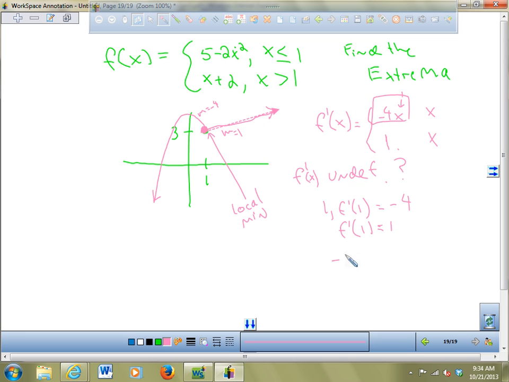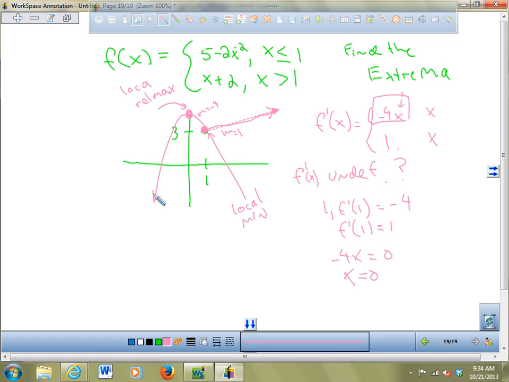And then if I look at where this thing is 0, I use only this function, minus 4x. Where is that equal to 0? Where's minus 4x equal to 0? When x equals 0, and you can plug in a couple points near that, over here I have a relative maximum, or local maximum.